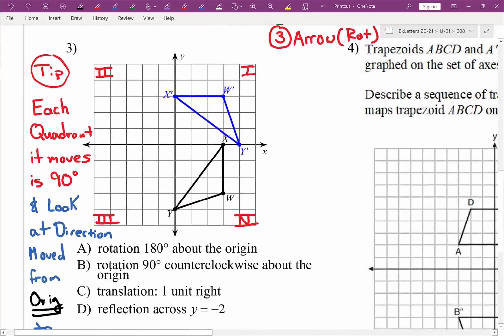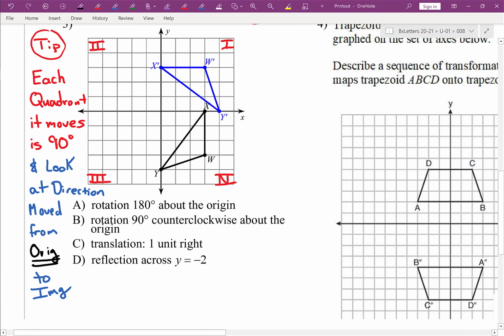Okay. The last kind of basic one we're going to do is a rotation. So with rotation, once again, it's super important that you go from the original, because direction is going to matter. Is it going to be counterclockwise or clockwise? So I know that this is the original. It helps to write that. This is where I'm starting.